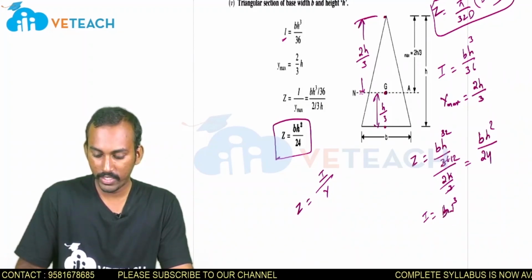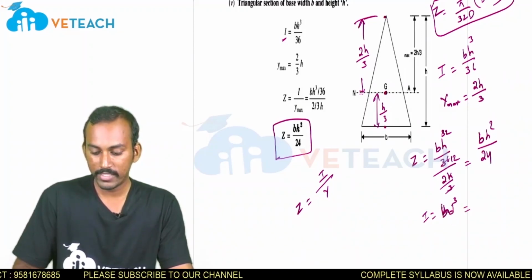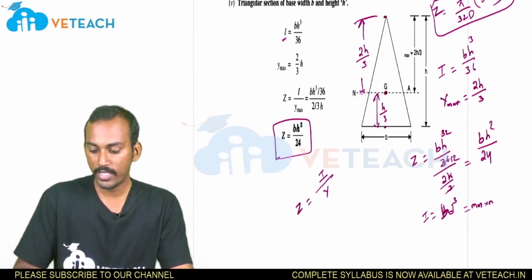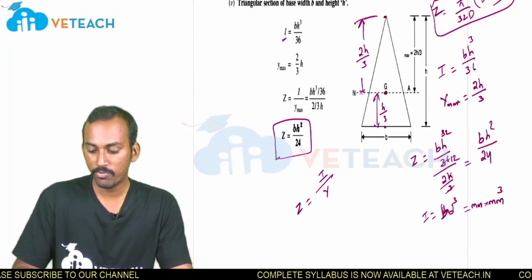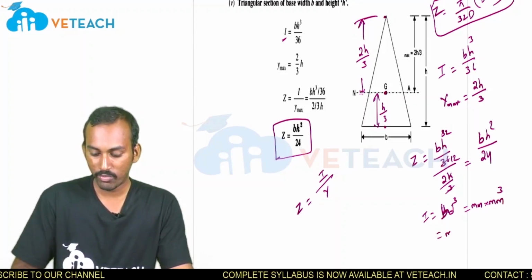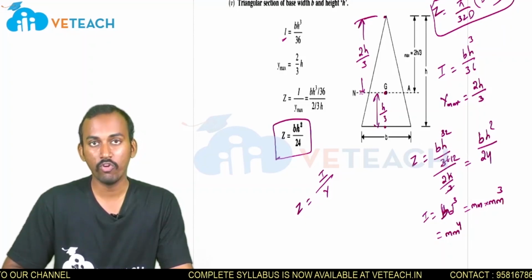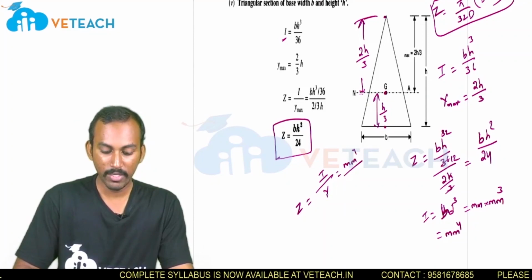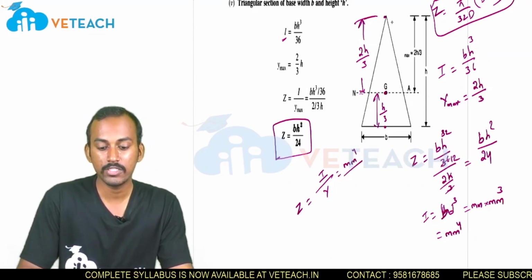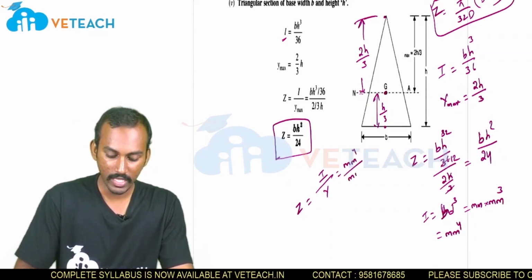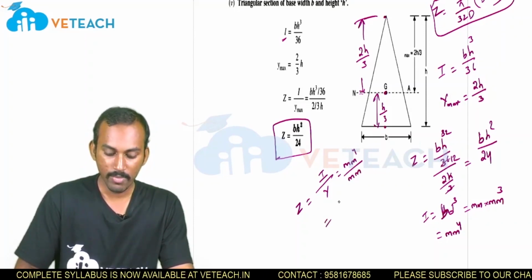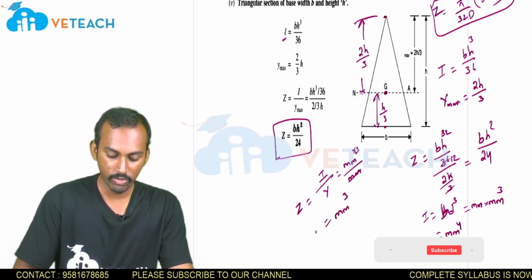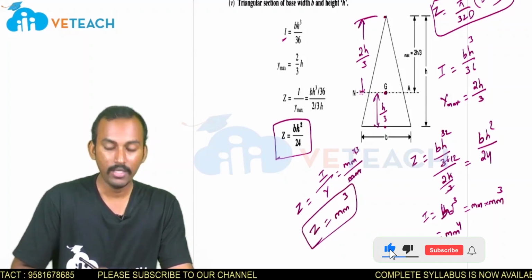So let's see this bd cube. B means the width of the beam, which is measured in mm, into depth. The depth is also measured in mm, so depth cube means mm cube. So the units for the moment of inertia are mm power 4. Here the units are mm power 4 divided by y. Y means the distance from the CG to the outer fiber, which is again measured in mm, centimeter or meter. So mm power 4 by mm, one mm will get cancelled. It will be mm cube. So the units for z will be mm cube.